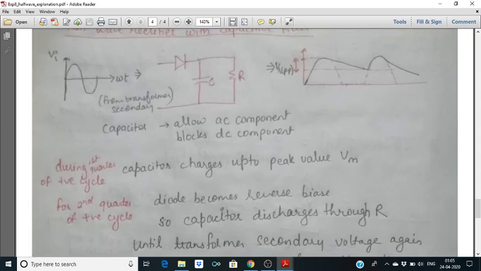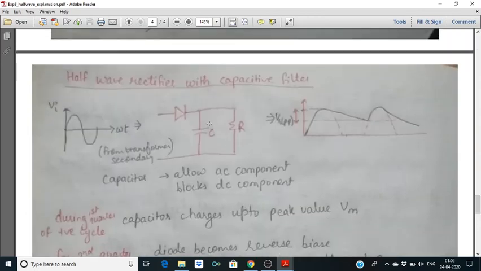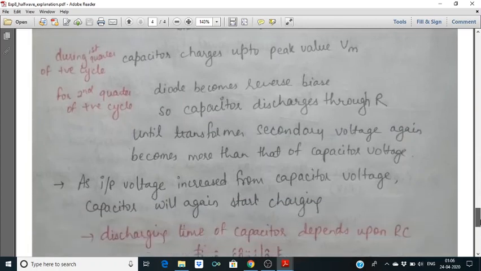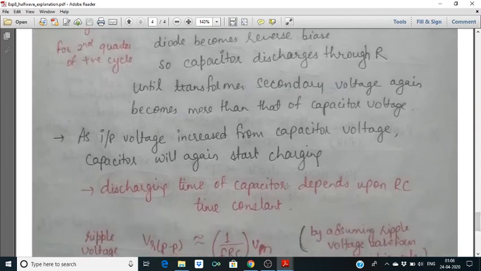During the second quarter of the positive cycle, this diode becomes reverse biased. So this capacitor discharges through the load resistance R, and it will discharge until the transformer secondary voltage again becomes larger than the capacitor voltage. As it increases beyond the capacitor voltage, the capacitor will again start charging. This discharging time of the capacitor depends upon the RC time constant, so according to the value of C, this discharging time will change.